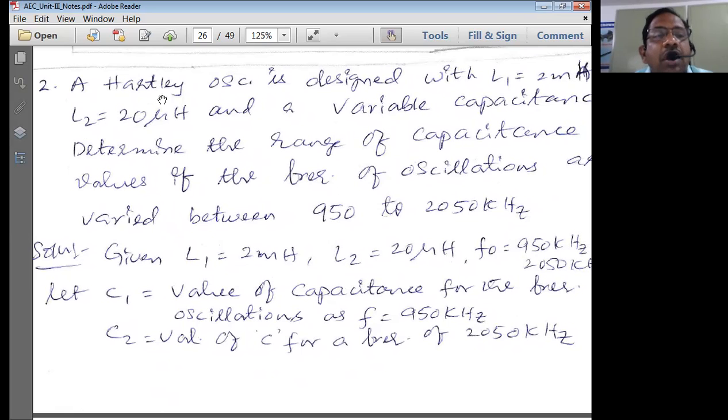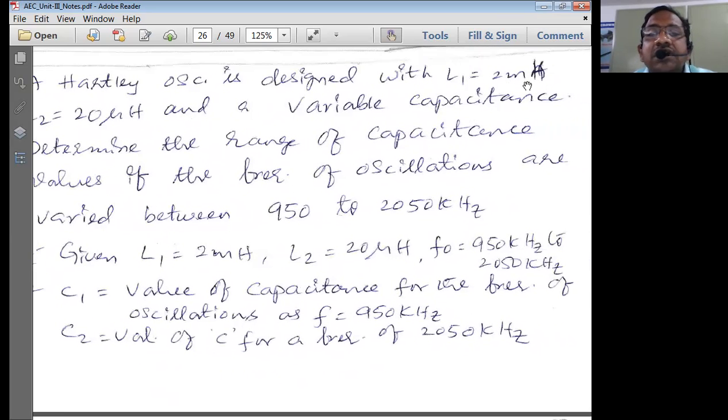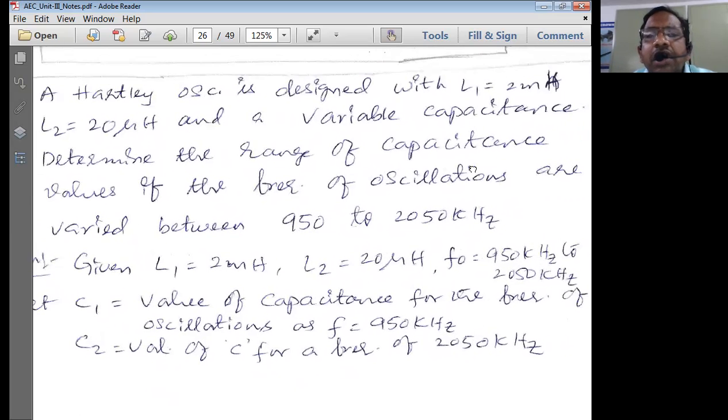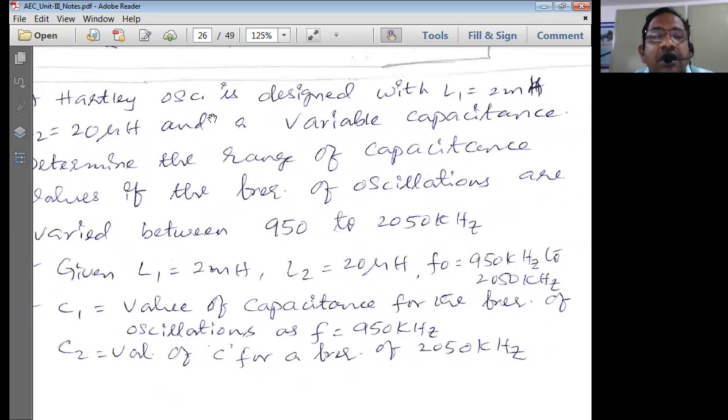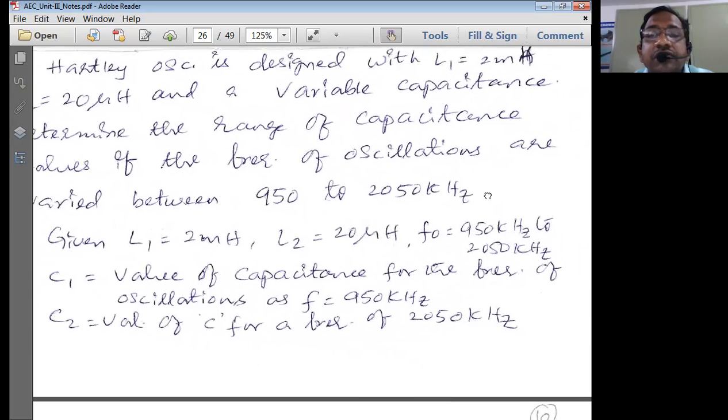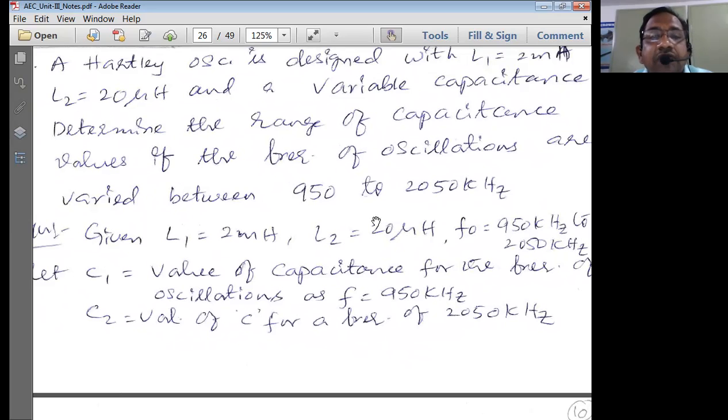Now a Hartley oscillator is designed with L1 given as 2 millihenry, L2 as 20 microhenry, and a variable capacitance. Here it is given as variable capacitance. Next, determine the range of capacitance values if the frequency of oscillations is varied between 950 to 2050 kilohertz. That means here the frequency range has been given to us, but the value of the capacitor we have to find out. That is what parameters he has given.